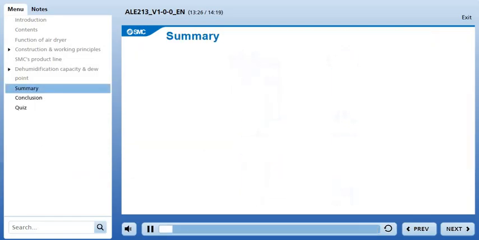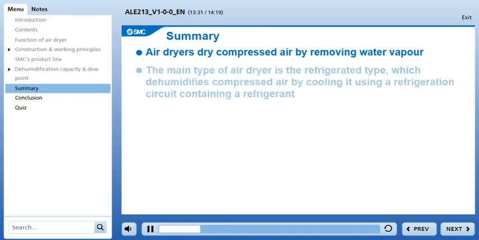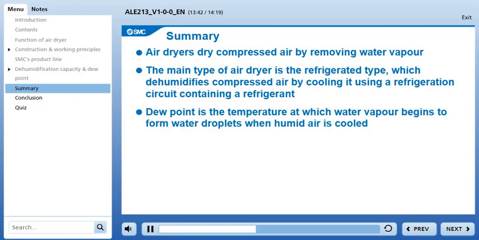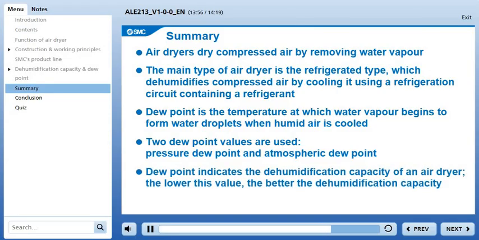Here is a summary. Air dryers dry compressed air by removing water vapor. The main type of air dryer is the refrigerated type, which dehumidifies compressed air by cooling it using a refrigeration circuit containing a refrigerant. The dew point is the temperature at which water vapor begins to form water droplets when humid air is cooled. Two dew point values are used: pressure dew point and atmospheric dew point. The dew point indicates the dehumidification capacity of an air dryer. The lower this value, the better the dehumidification capacity.